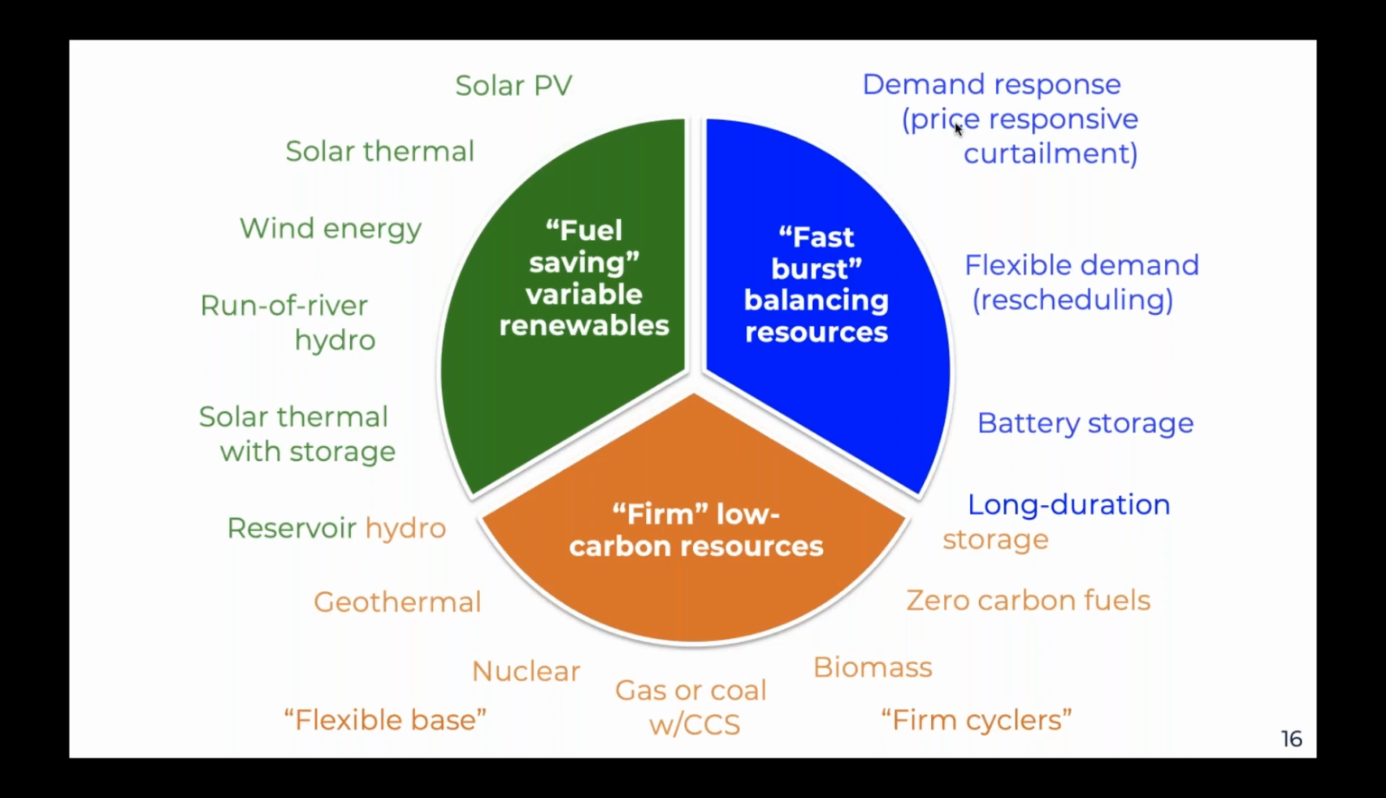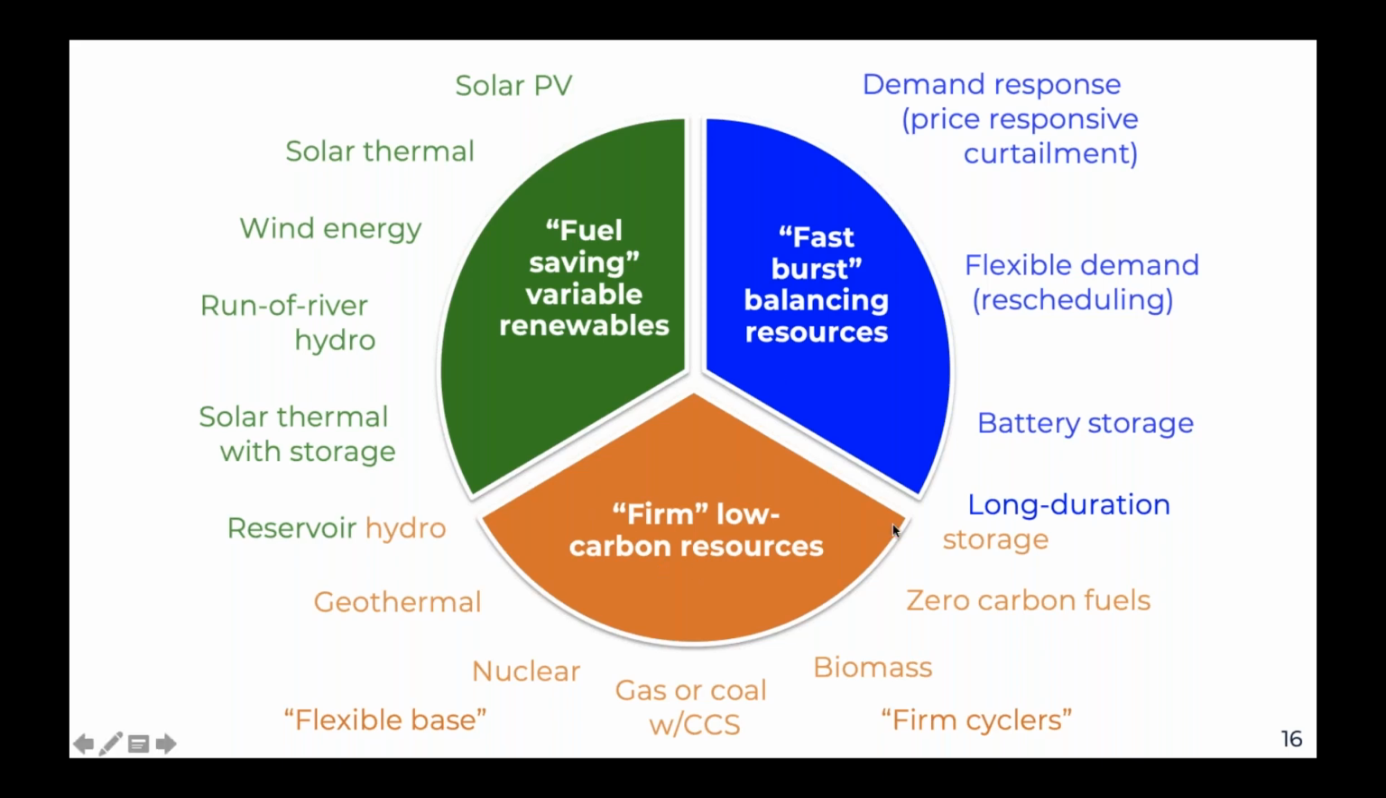Then we have what we call fast burst or balancing resources, which is where battery storage from lithium-ion batteries, for example, flexible demand rescheduling and price responsive demand curtailment or demand response all play a role. These are technologies that deliver a lot of capacity value, a lot of flexibility, but can't sustain their output for long periods of time. So they're either energy constrained, as in the case of batteries, or you're not going to delay your EV charging for weeks. You might only delay it for a few hours overnight. And you're not going to sustain demand curtailment for a long period of time, perhaps only for a few hours when electricity prices are the highest. So these technologies are good complements within the day to manage the intradaily or hourly variability of the fuel-saving variable renewable resources and to provide flexibility and capacity value on short time frames.